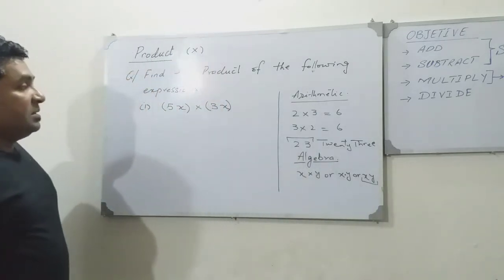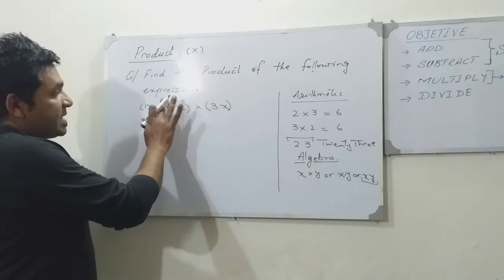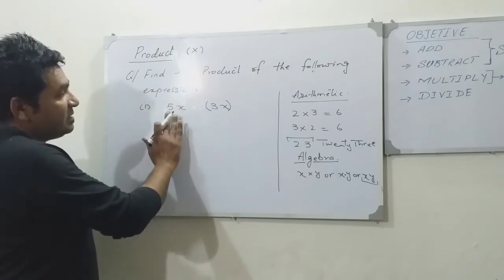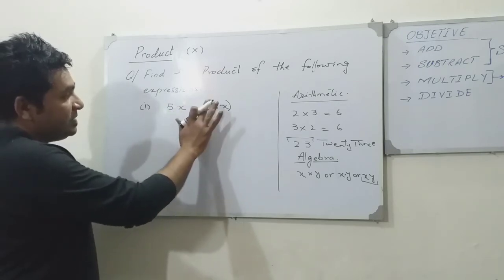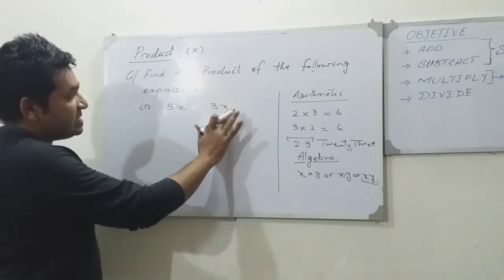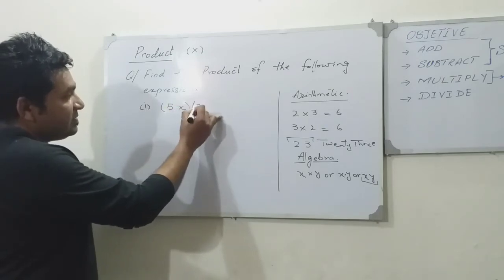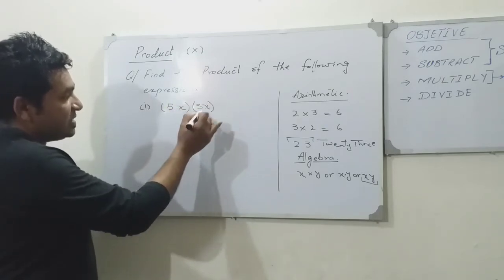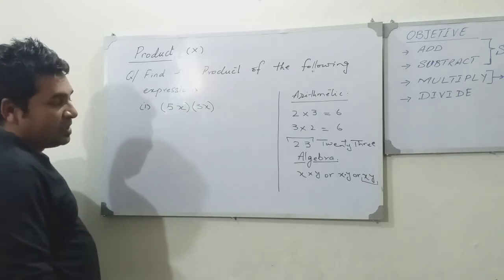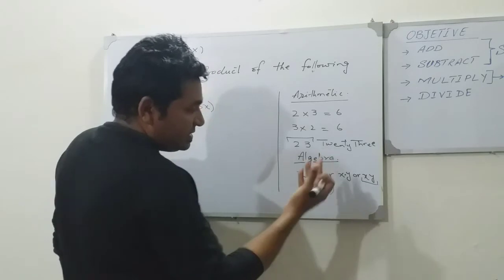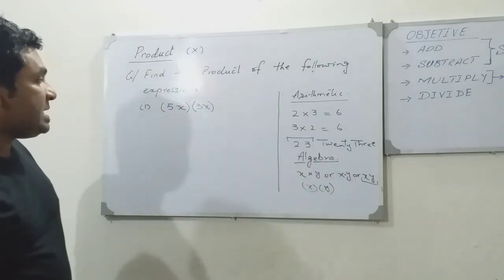Now come back to the question. When you multiply 5x by 3x, it can be written in brackets as 5x into 3x. No multiply sign is required. Like x and y, this is a product.